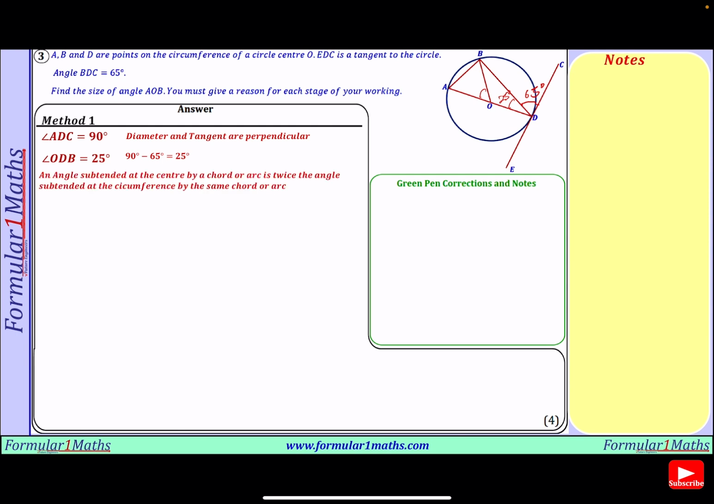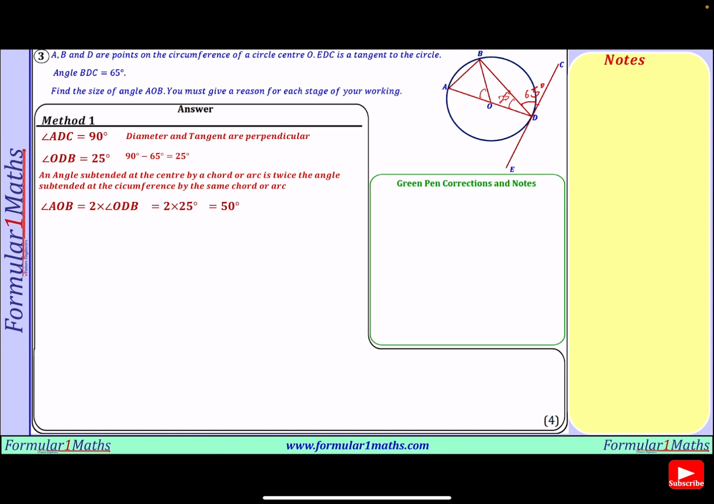Now, one of the circle theorems states that an angle subtended at the center by a chord or arc is twice the angle subtended at the circumference by the same arc or chord. So we are looking at this arc here, or this chord. This chord subtends an angle AOB at the center. And the same arc subtends an angle ADB, which is 25 at the circumference. So it means that angle AOB is equal to 2 times angle ODB. We know the value of angle ODB, that's 25, and that means angle AOB is 50 degrees.